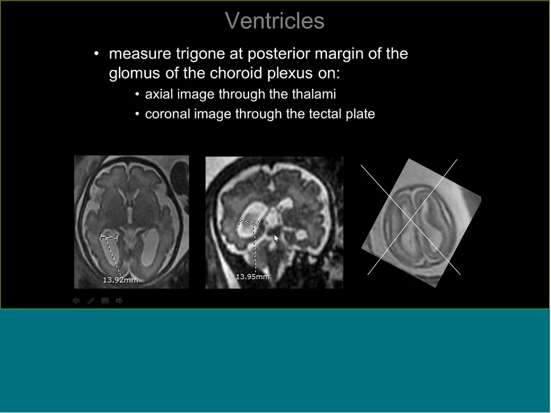If you do it in a coronal image, which is in many ways even more reliable, if you measure it right at the level of the tectal plate, so here's the tectum of the midbrain, if you measure at this level, you should be right in the glomus, and that's the perfect place to do it, and you get basically the same measurement. You don't want to measure it up here, because then if you have colpocephaly, if you have kind of strange paraventricular enlargement, you won't get reliable measurements. So you want to be closer to the tectum.